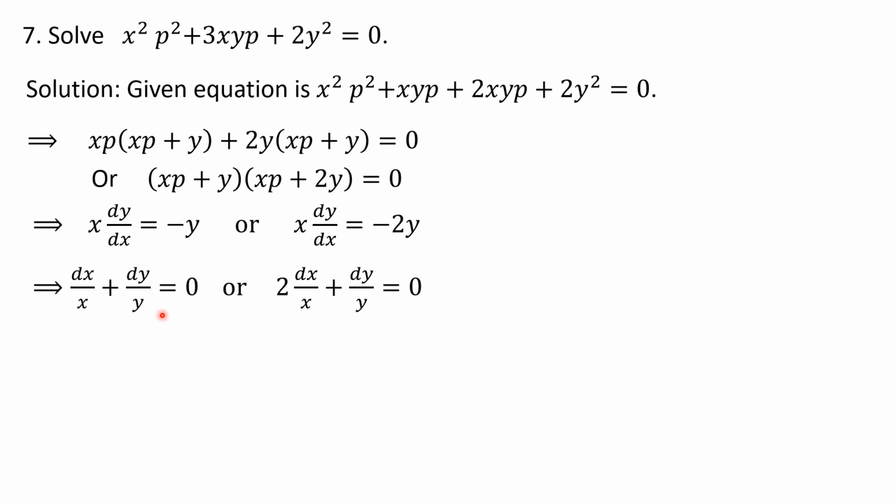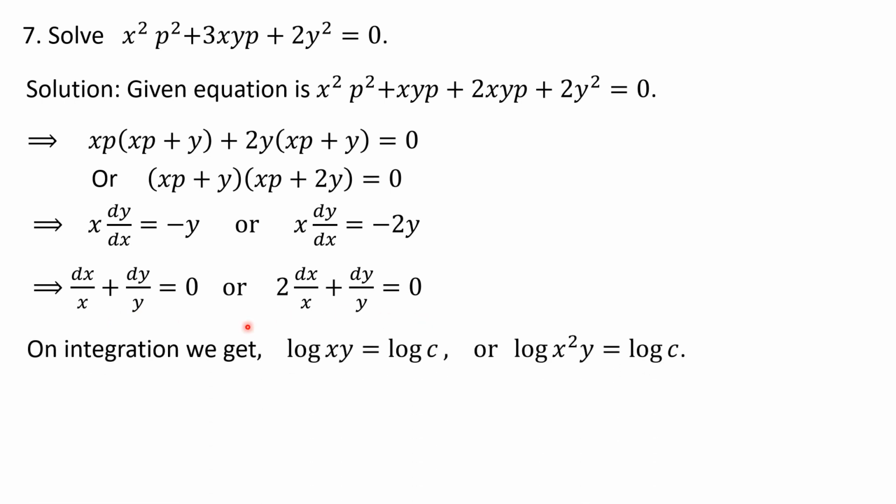So both are in variable separable form, so the solution is just by integrating on both sides. This gives log x plus log y equal to c, since log m plus log n is log mn. So log xy equal to log c. This gives xy equal to c.